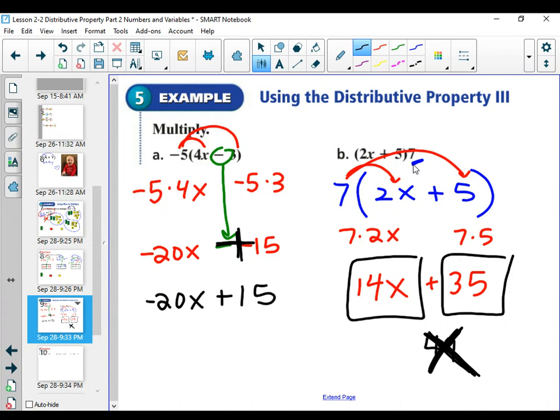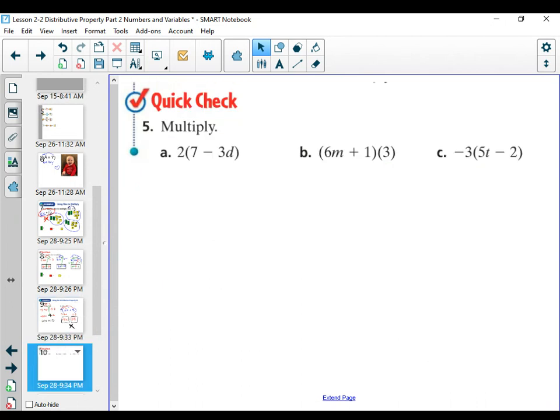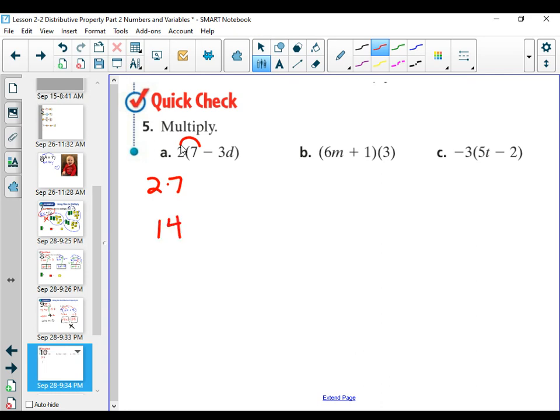Again, there are more on your paper to try. If you need to, pause the video. Letter A. Since there's only one subtraction sign, I don't have to be as careful as before. 2 times 7, 14. 2 times 3d, 6d. Keep the subtraction.